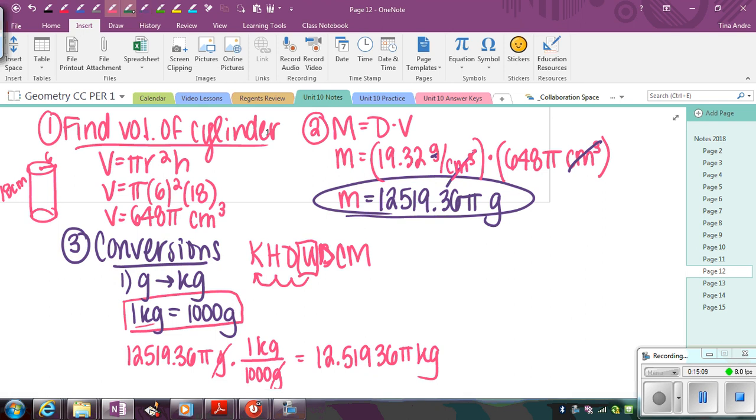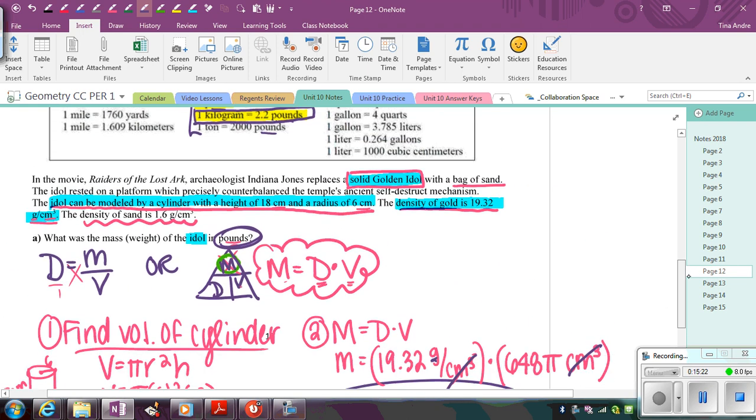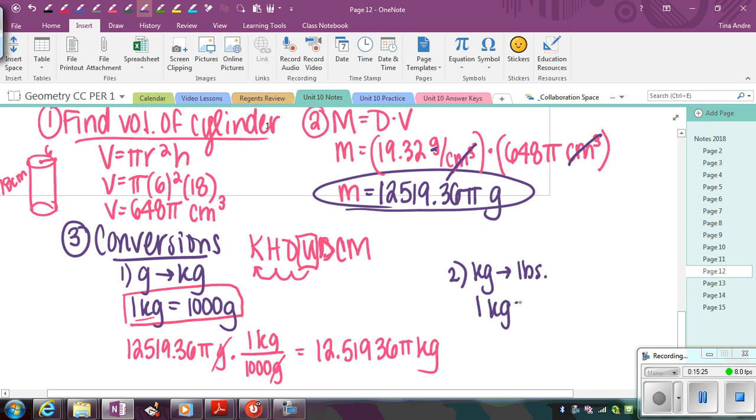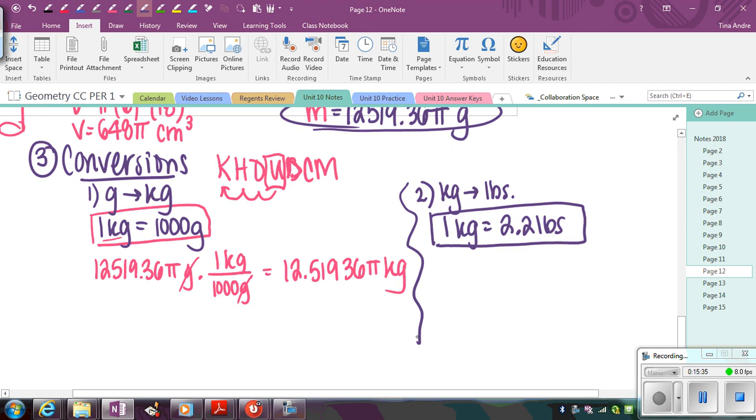The next thing is to use the conversion from the chart, which is going from kilograms to pounds. And that conversion, I got to go back up to the chart here. 1 kilogram is 2.2 pounds. So 1 kilogram equals 2.2 pounds. So if I take what's given to me here, this 12.51936 pi, don't forget about that pi, kilograms, I'm trying to cancel out the kilograms. So that's going to go on the bottom because I want to cancel those units out. The 2.2 pounds will go on top.